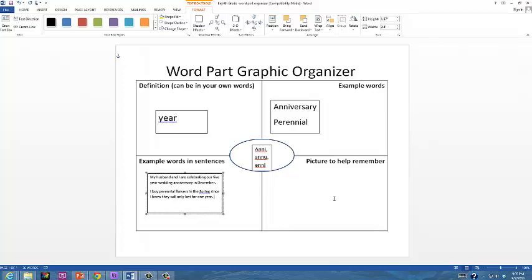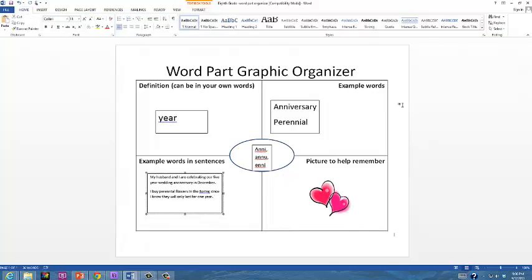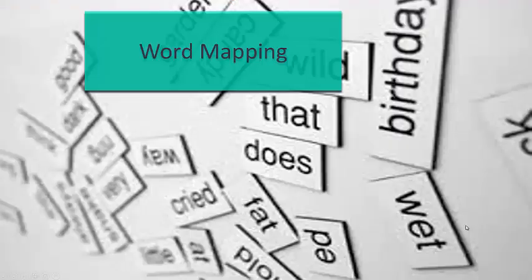Then you need to include a picture to help you remember the word part. I chose hearts to help me remember the word part ANNI because to me that means year, and once a year I have an anniversary with my husband, and hearts make me think of my husband. Okay, so that is an example of how to word map.